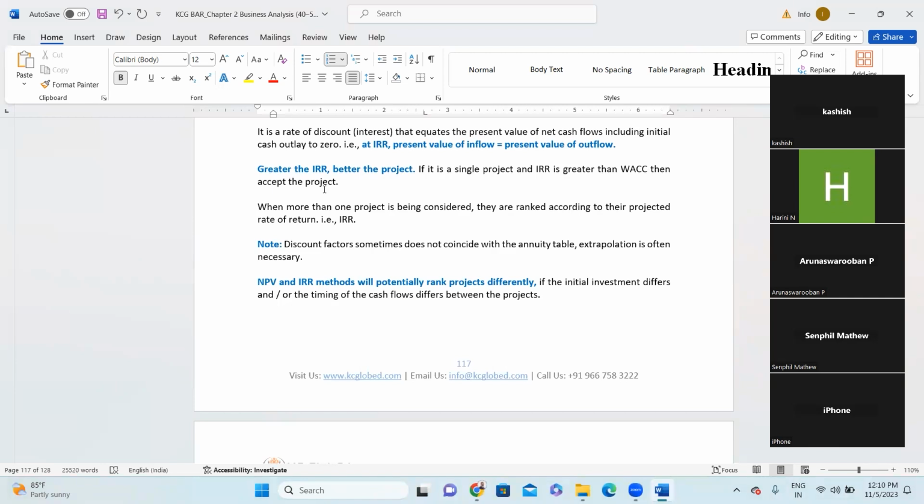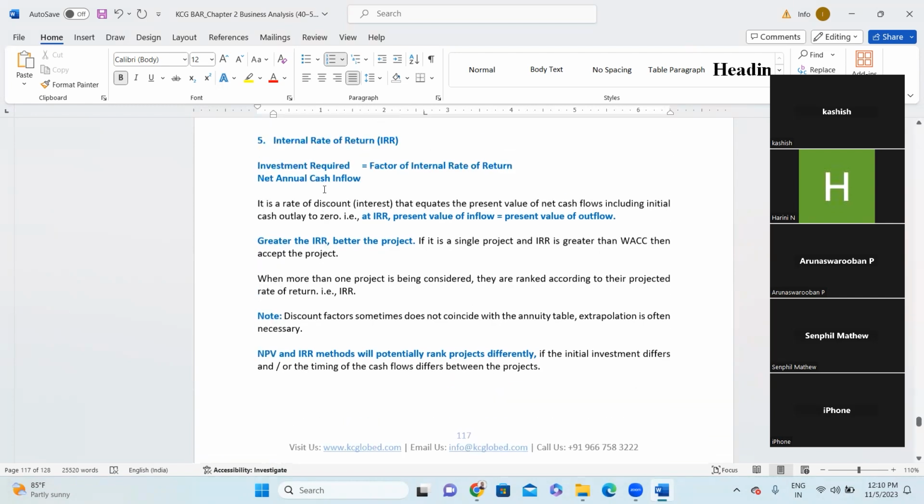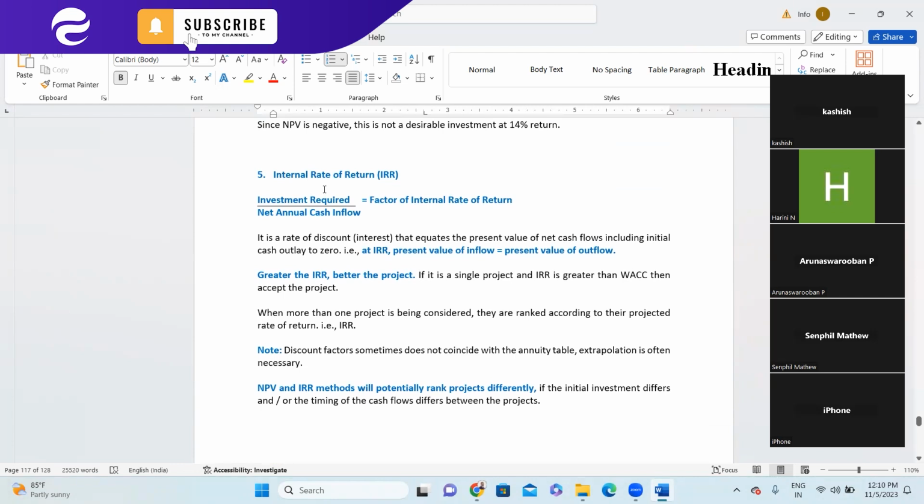When more than one project is considered, they are ranked according to the projected rate of return, that is IRR. Discount factor sometimes does not coincide with the annuity table. So extrapolation is often required. So here you will be calculating the factor. How do you calculate the factor? It is the required investment divided by expected cash inflow.